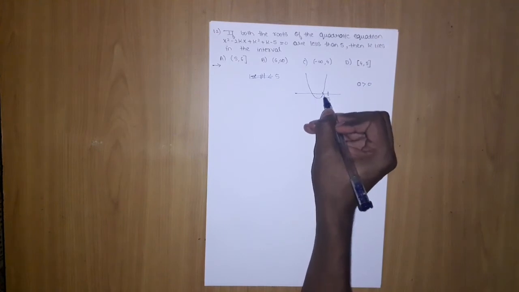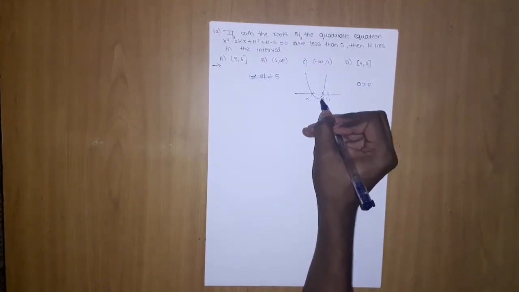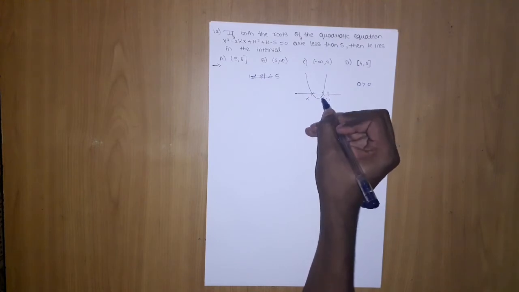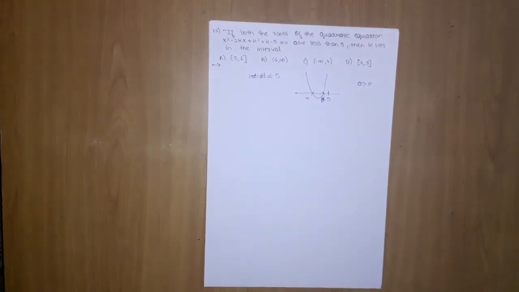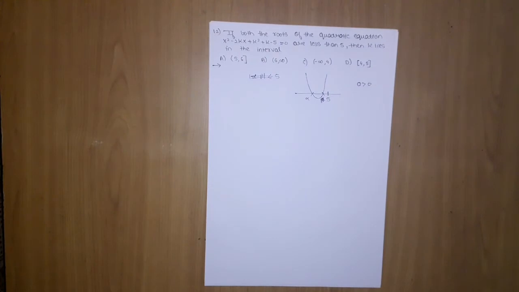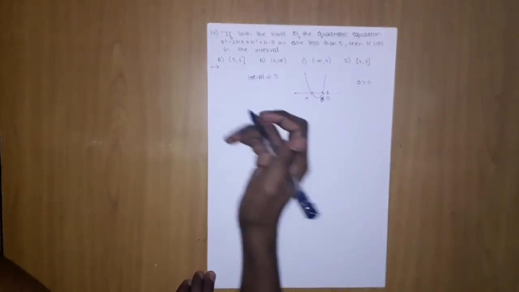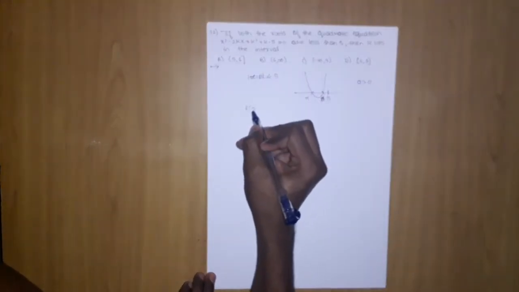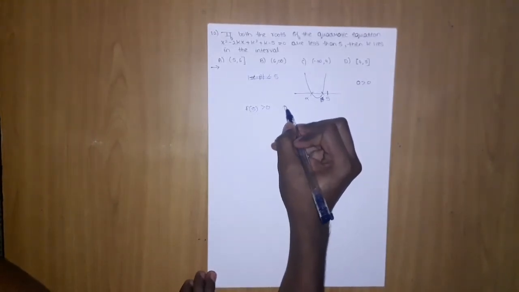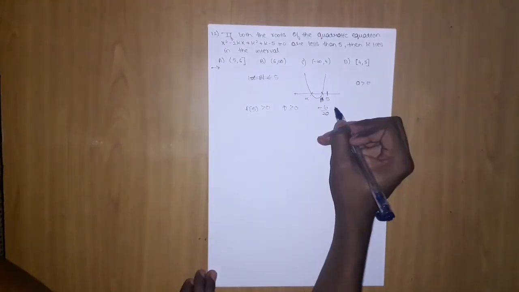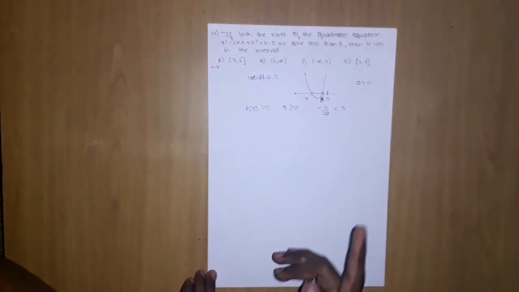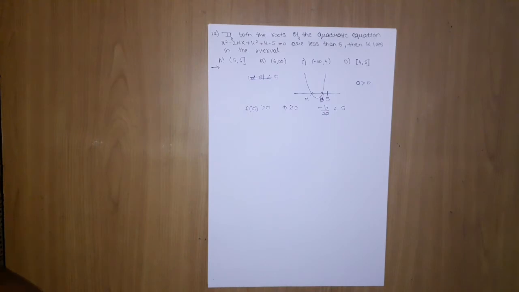So let me assume its roots are alpha comma beta, and they are both less than 5. This is the condition for both being less than 5. Now in location of roots, for such a graph you know the condition. The condition is f(5) should be greater than 0, D should be greater than or equal to 0, and minus b by 2a is less than 5. These three are the conditions, and you will take the intersection of all of these to get the answer. That is the basic thing.